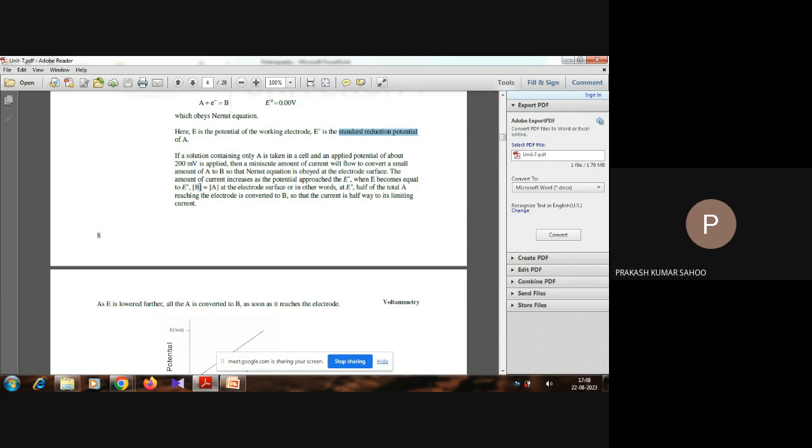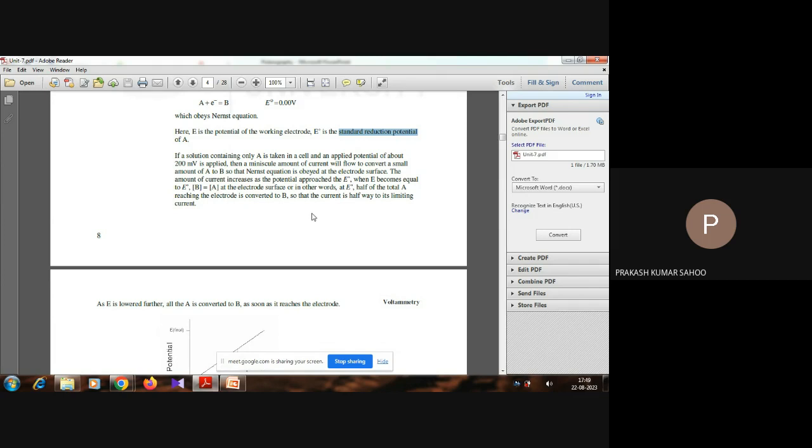Okay, so here it is written, if a solution containing only A is taken in a cell and an applied potential of about 200 millivolt is applied, then a minuscule amount of current will flow to convert a small amount of A to B, so that the Nernst equation is obeyed. The amount of current increases as the potential approaches E0. So when E becomes equal to E0, then the concentration of B is equal to the concentration of A. So here at the electrode surface, or in other words, at E0, half of the total A reaching the electrode is converted to B, so that the current is halfway to its limiting current.